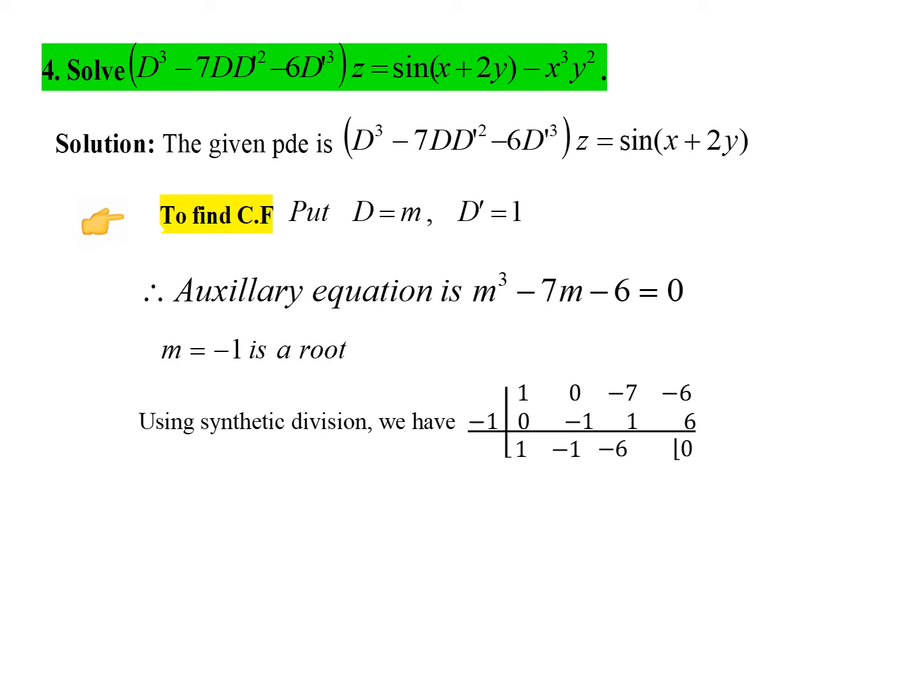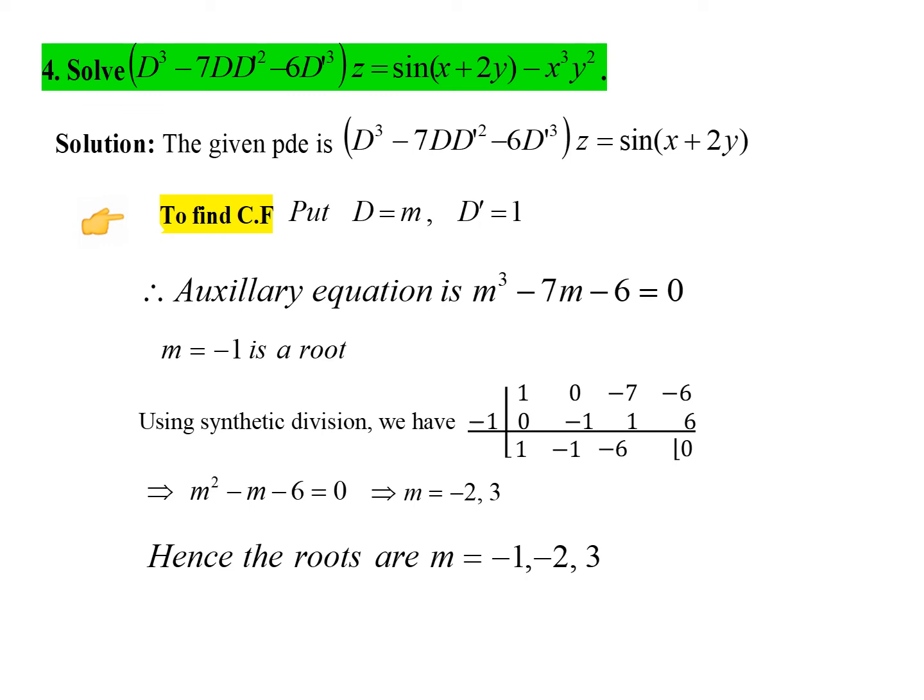We have divided a cubic equation with a root. You will get a second degree equation, and that is m squared minus m minus 6 equal to 0. When you solve this, you will get minus 2, 3. Hence the three roots are minus 1, minus 2 and 3. So what will be the complementary function? You can observe here all the roots are distinct, different.